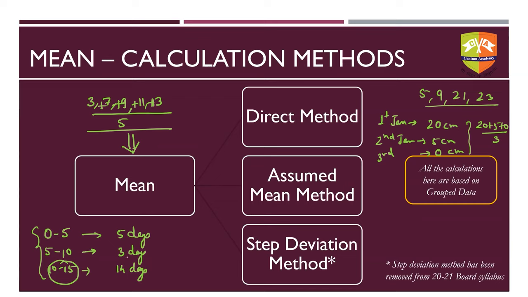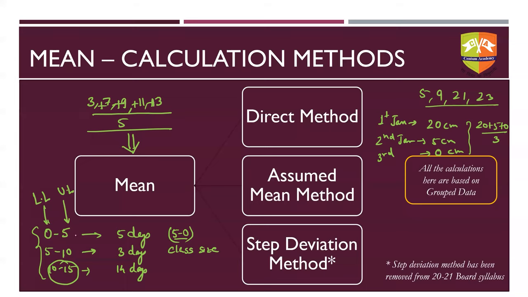Now this is called grouped data, where 0 to 5 is a class. This is the lower limit and this is the upper limit. You know all that: lower class limit, upper class limit. The class width, or class size, is nothing but 5 minus 0. In this case, our class size is uniform, right? Everywhere 0, 5, 5, 10, 10, 15.